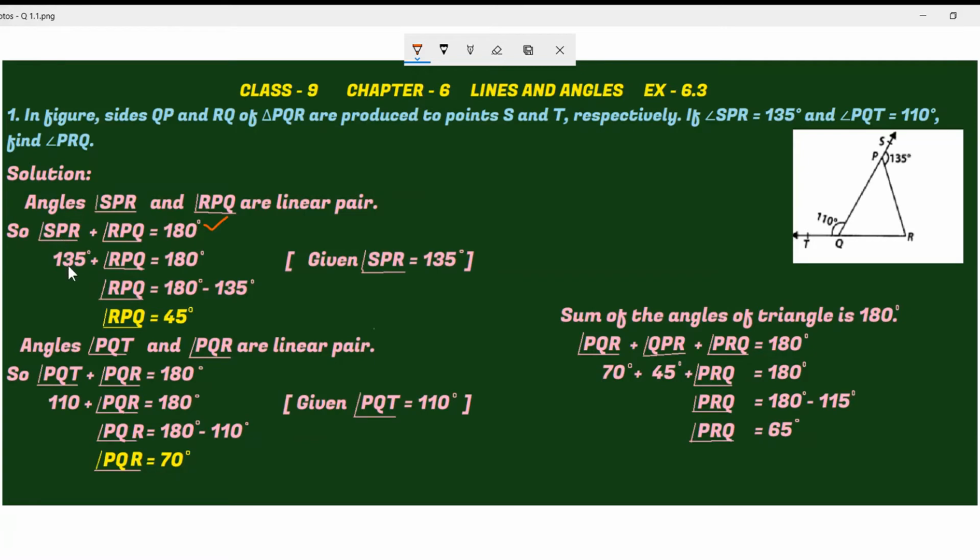And angle SPR is given in the question as 135 degrees. So I am going to substitute the value of SPR in this equation. If I substitute, I get RPQ is equal to 180 minus 135 degrees, because the 135 we are bringing to this side of the equation, so it becomes negative. If you subtract these two angles, you get angle RPQ is equal to 45 degrees. So here RPQ is 45 degrees.